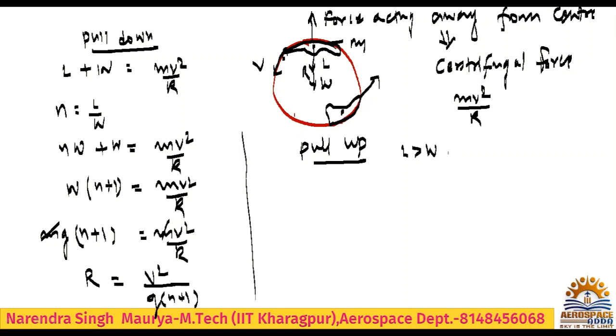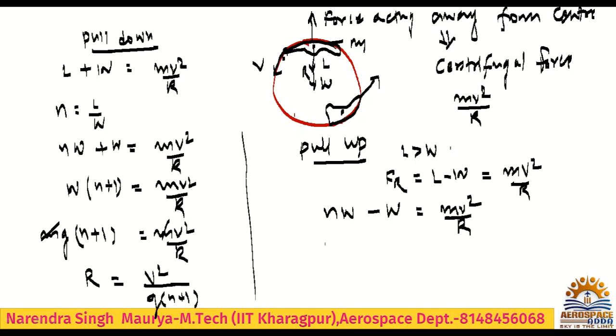So what will be the resultant? The resultant force will be L minus W, because lift will be acting upward and weight will be acting downward, and this will again be mv square by r. So here you can write lift N minus W. I'm showing you, but here only one is required. Any one you can write. So this is called the pull up case.